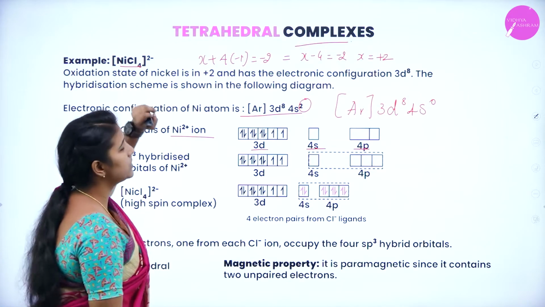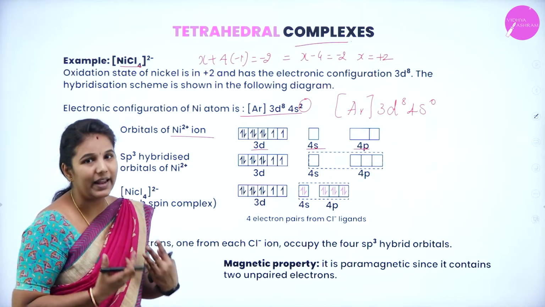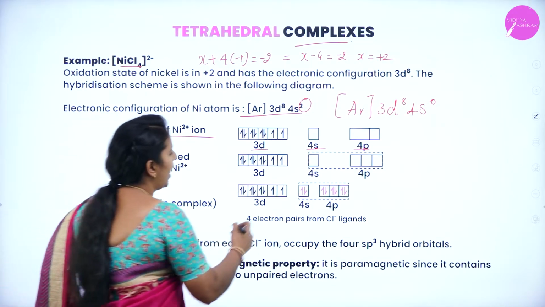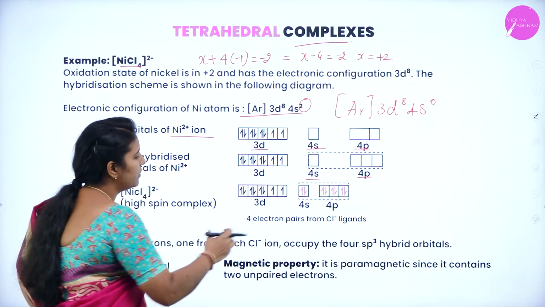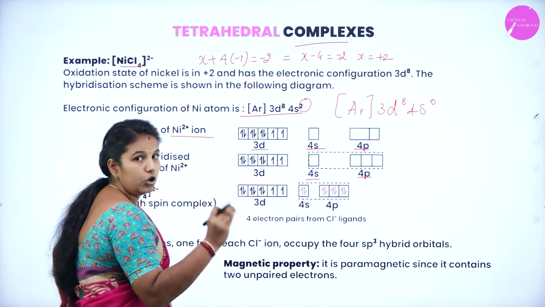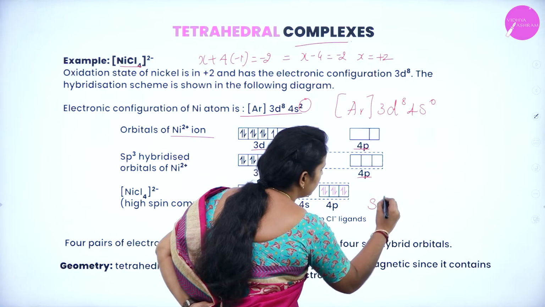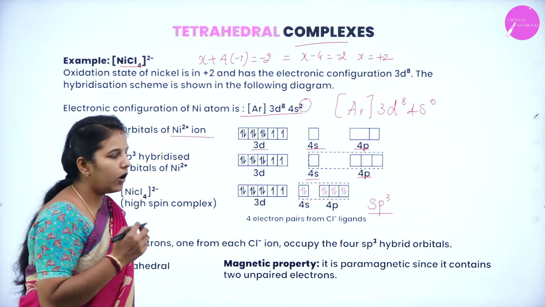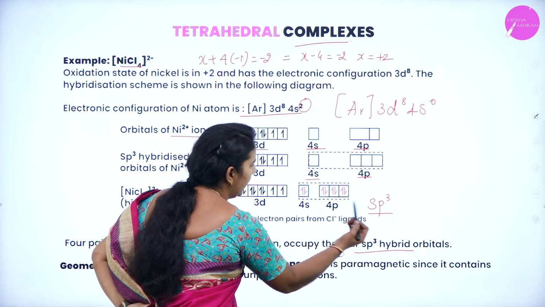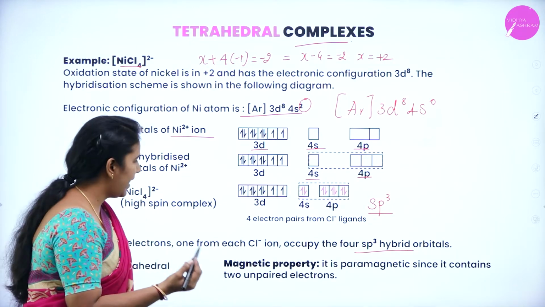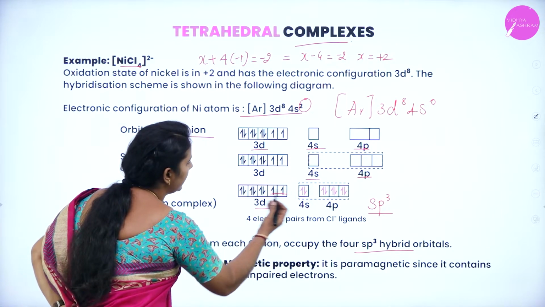From this example, we can understand that we require 4 atomic orbitals which have to be occupied by the ligands. Is it right? Hence, we can see that I have used the 1 4s and also the 3p, which get occupied by the 4 chlorido ligands. Hence, the hybridization will be written as sp3 hybridization. It undergoes sp3 hybridization because it uses 1s and 3p orbitals. Hence, it is sp3 hybridization.